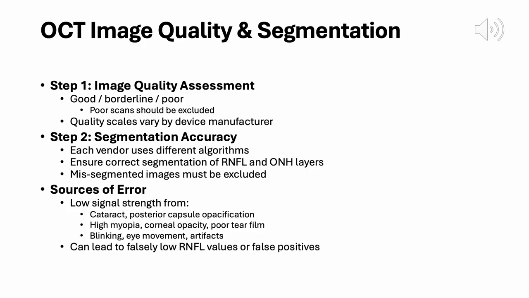Finally, let's talk about sources of error. Low signal strength is a common culprit and can come from things like cataracts, high myopia, corneal opacities, or even a poor tear film. Patient movement, blinking, or artifacts can also interfere. All of these issues can lead to falsely low RNFL values or generate false positives for disease progression. So, in summary, always check both the image quality and segmentation lines before making clinical decisions based on OCT data.